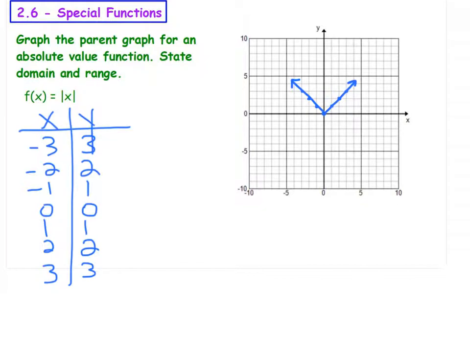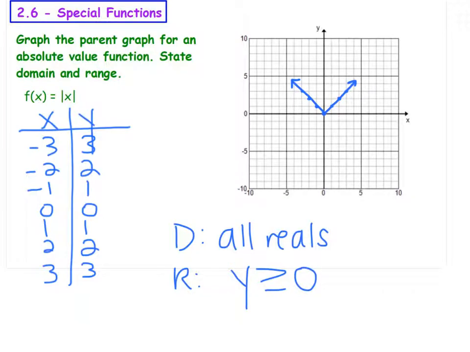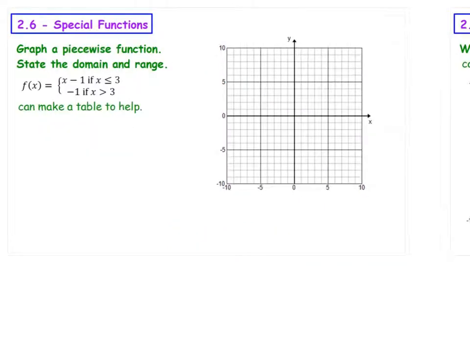So looking back at this one for domain and range as well, domain again is all real numbers because you can take the absolute value of any number. And then range again is the same thing as the other one. Y is greater than or equal to 0 because it doesn't drop below the x-axis, which would result in negative outputs. Now let's do a piecewise function.